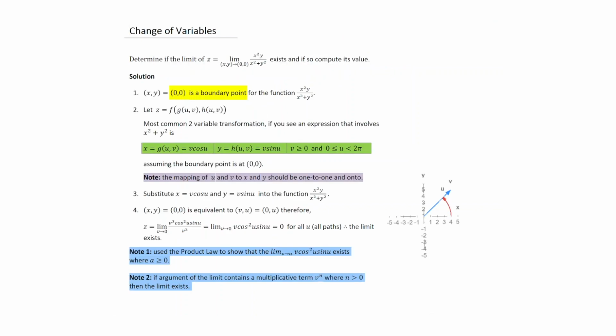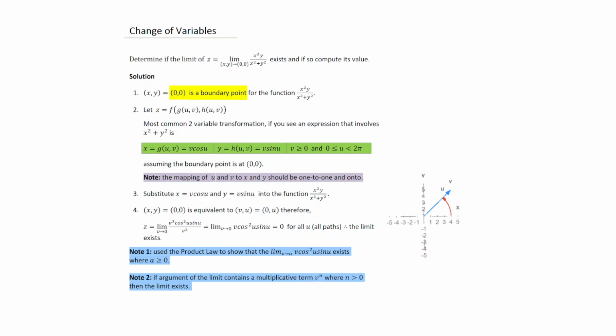All right, and the last technique is called change of variables. We want to determine if the limit of z equals xy going to (0, 0), x squared y divided by x squared plus y squared exists, and if it does, compute its value. So the solution basically is to first identify that (0, 0) is a boundary point for the function x squared y divided by x squared plus y squared.